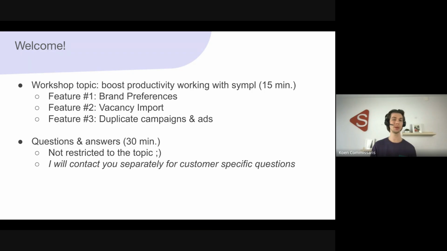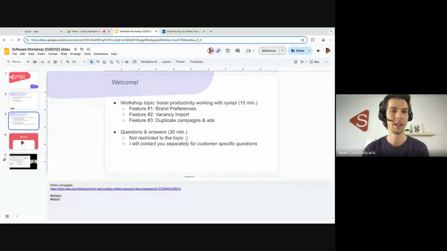efficient campaign setup. Then also how to use the vacancy import functionality. It's a really cool feature that will allow you to generate a full campaign within a minute. And then finally, I want to discuss some quick tricks on how to duplicate ads and campaigns that will also help you work a bit more efficiently with sympl, and which will prevent a lot of manual work. Okay, so without further ado, let's dive into it.